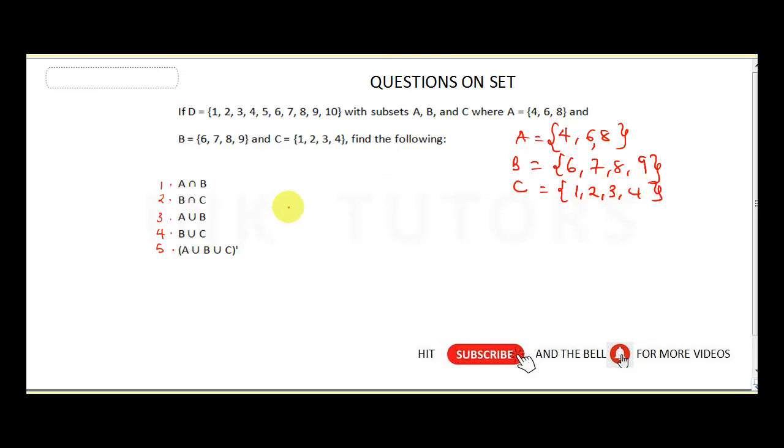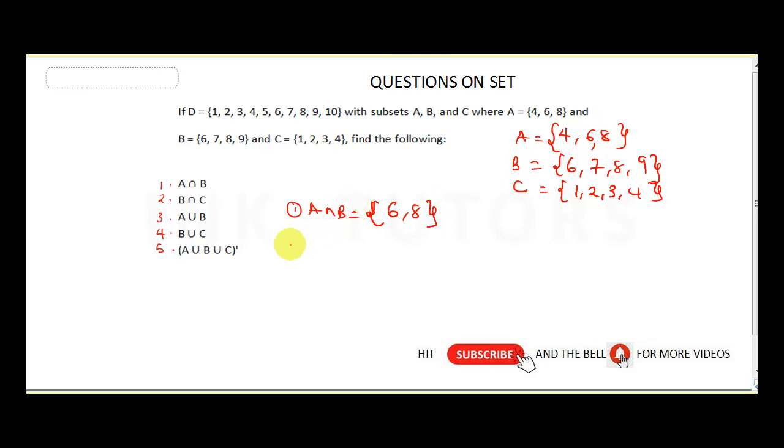Okay, so the first question says A intersection B. If you remember what we talked about intersection, we said things that are common to both sets. So A and B, what is common to both? 4 is here, but we can't find 4 here. But 6 and 8 are common. So A intersection B is going to be 6, 8. We can find 6 here, and we can find 8 here.